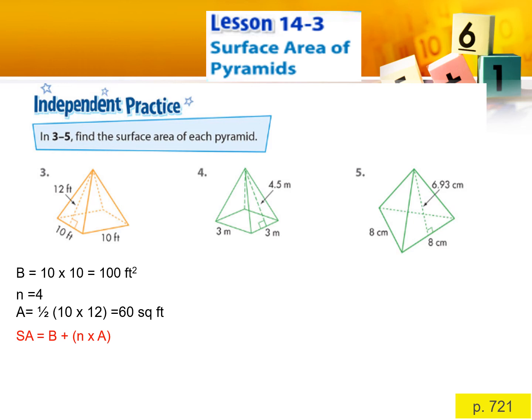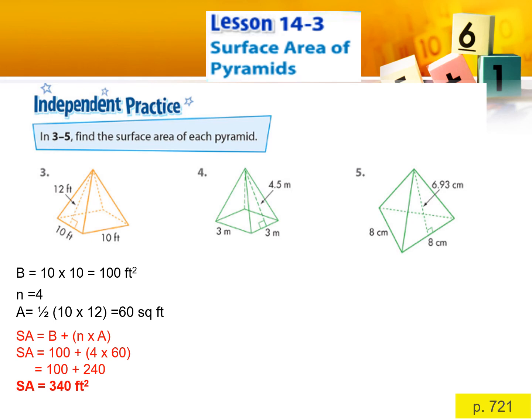Now let's use the formula SA equals B, the area of the base, plus, open parenthesis, N, the number of faces, times A, the area of one triangle, close parenthesis. So the value of B is 100 plus the value of N is 4 times the value of A is 60. After multiplying 4 and 60, you will get 240 plus 100. So the answer is 340 square feet.